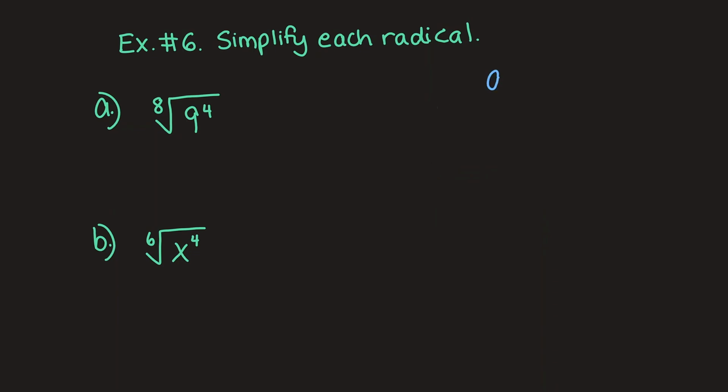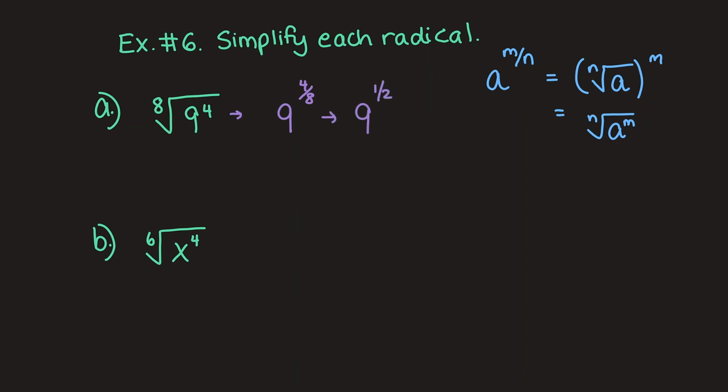We can use this relationship between radicals and rational exponents and rewrite this radical as 9 raised to the 4 over 8. And now we just have to simplify the exponent. So we have 9 raised to the 1/2, and then rewrite this back into radical form as the square root of 9, and the square root of 9 is just 3.